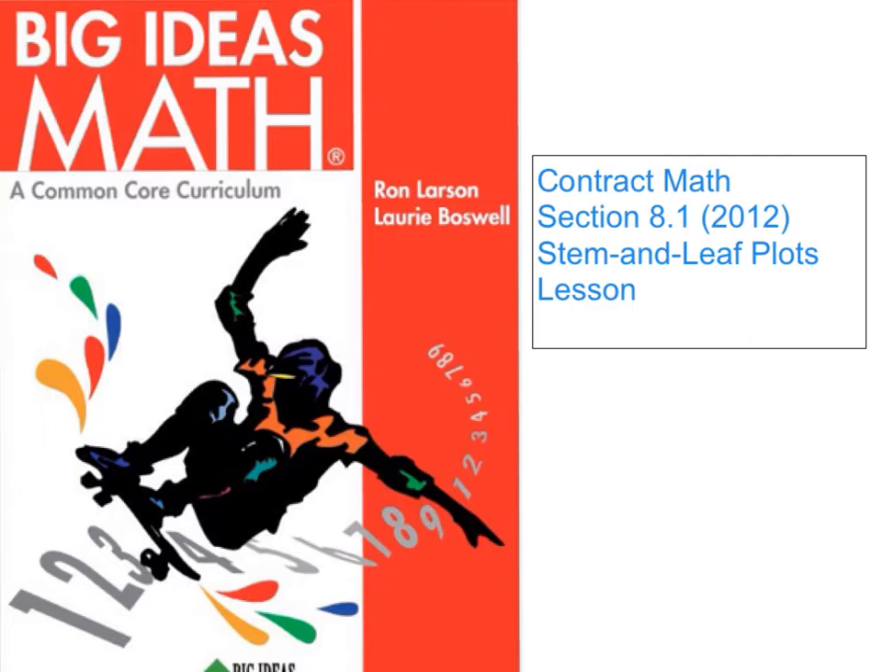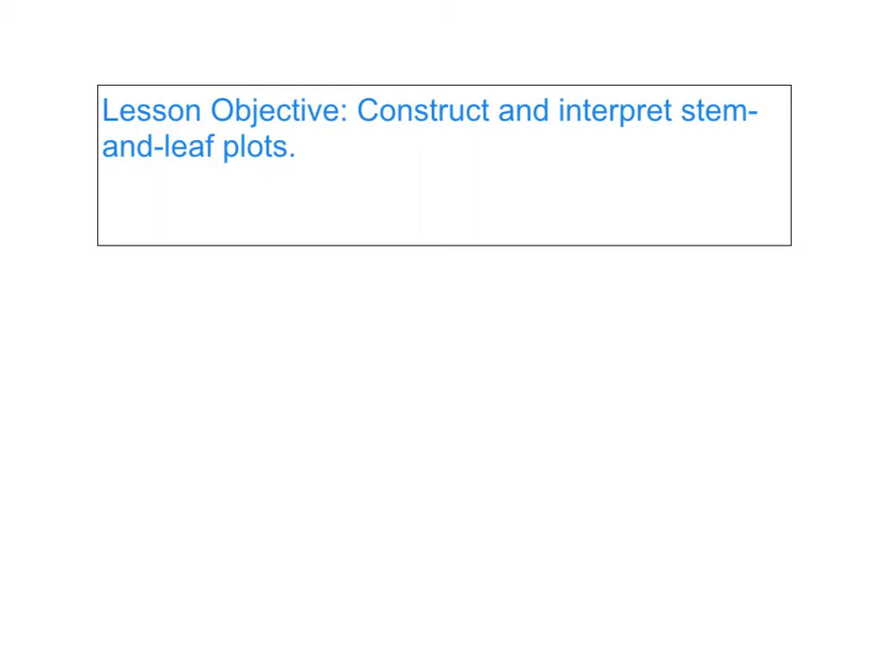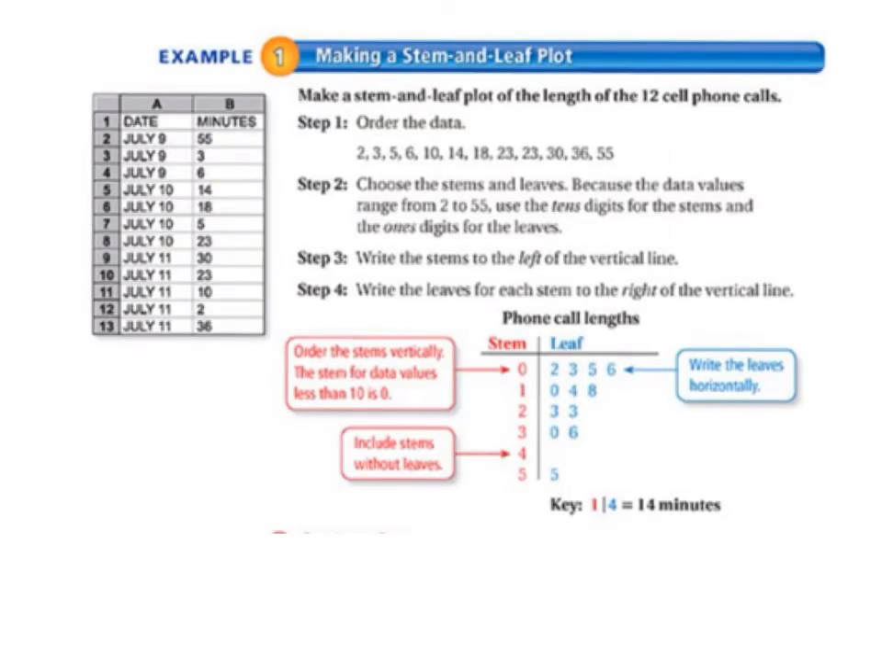Pause while you write Section 8.1, 2012 edition lesson in your math notebook. Pause again while you write today's lesson objective in your math notebook. Today's objective is construct and interpret stem and leaf plots. Today we'll be starting on page 350 of your math textbook.